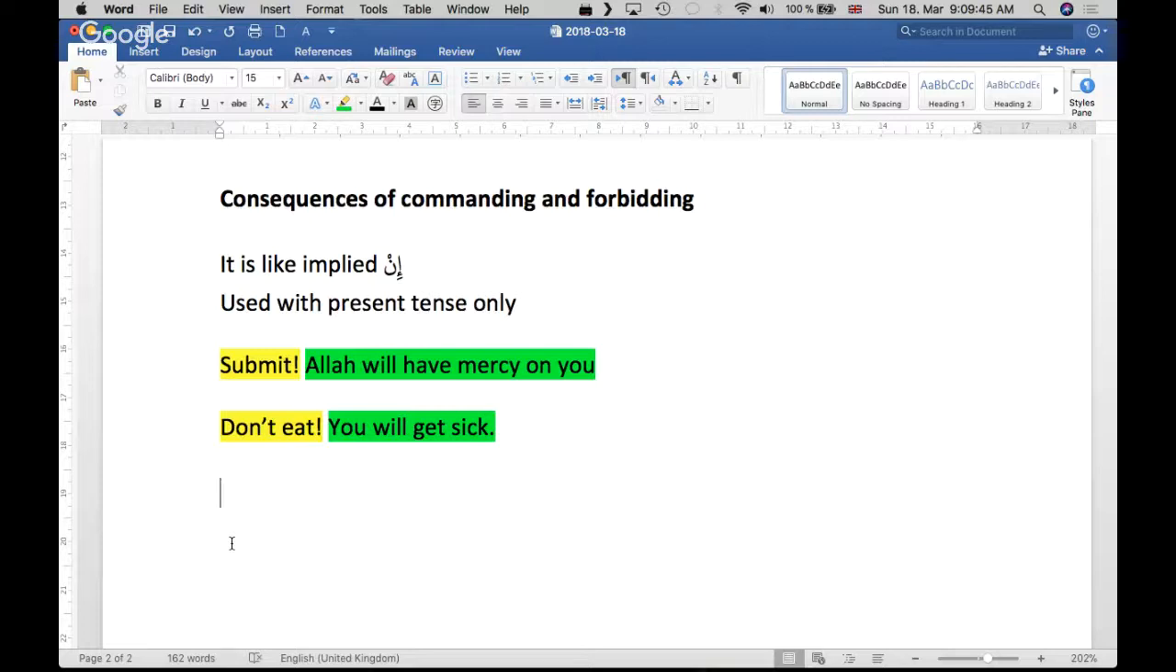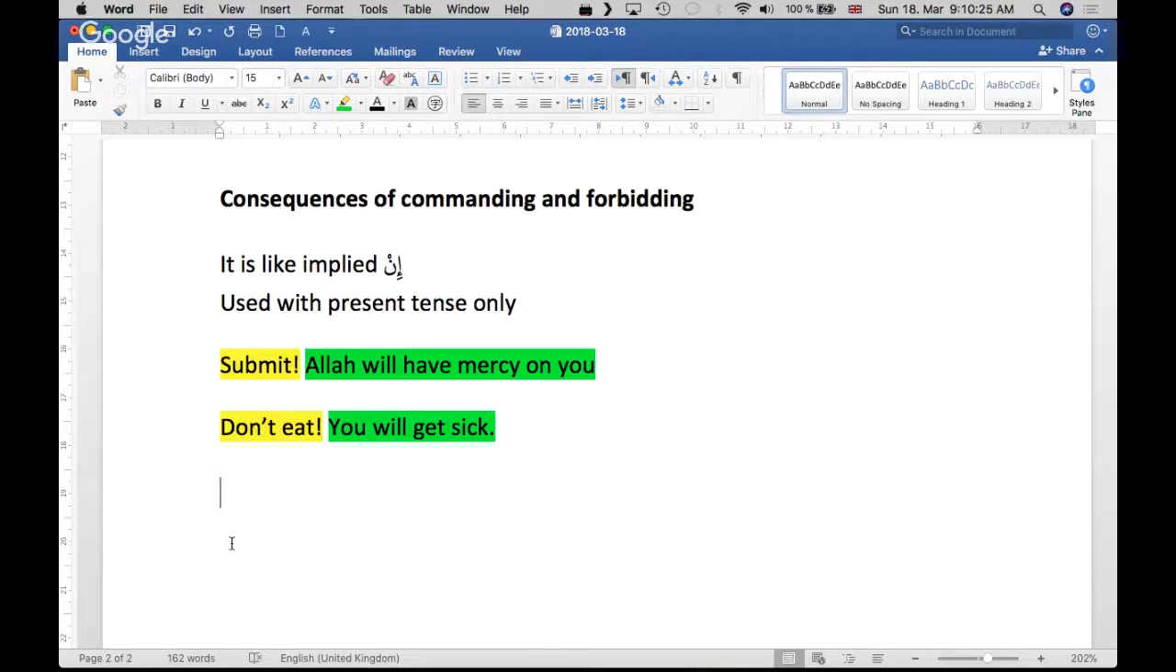So that's why I said above, it's a consequence happening out of the commanding and forbidding. It's more of a consequence than an answer. You don't answer a command, there's a consequence of the command. And you don't answer a forbidding, there's a consequence to the forbidding. Right? So these green things here are all consequences. If you submit, the consequence would be Allah will have mercy on you. If you eat, the consequence would be you will get sick. If you don't eat, the consequence would be you would stay healthy. Okay, so look at these things from this angle.